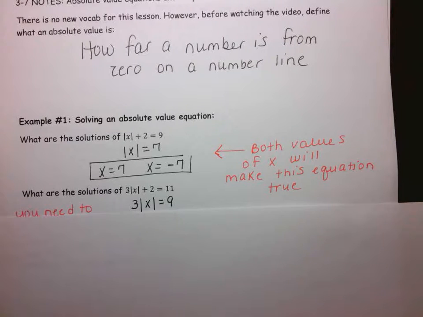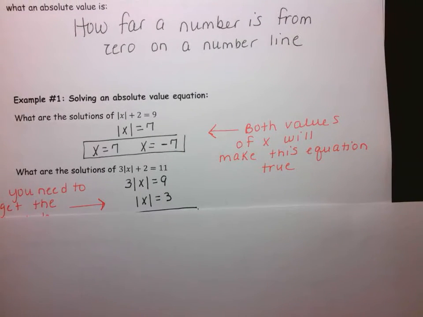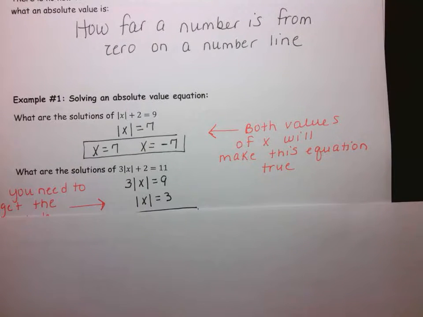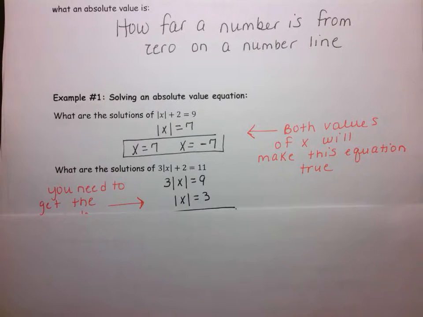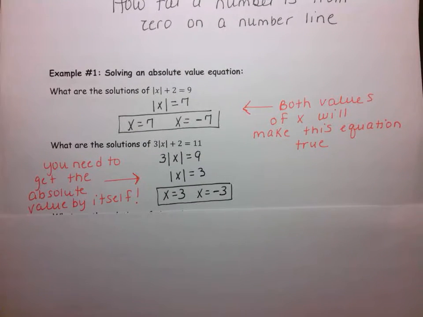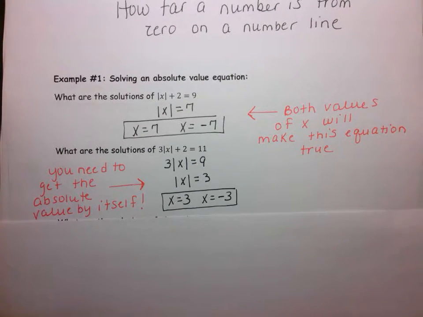But I don't want to know what 3 times the absolute value of x equals. I want to know what the absolute value of x equals. I want to get the absolute value bars by themselves. So that means I need to get this 3 away from it. I want to undo my operation, so I want to divide both sides by 3. And once I divide both sides by 3, I'm left with the absolute value of x equals 3. And so, what are my solutions of x? My possible solutions of x are going to be 3 and negative 3.